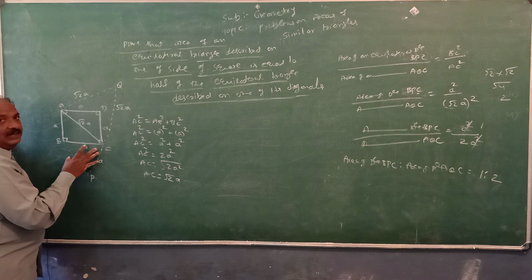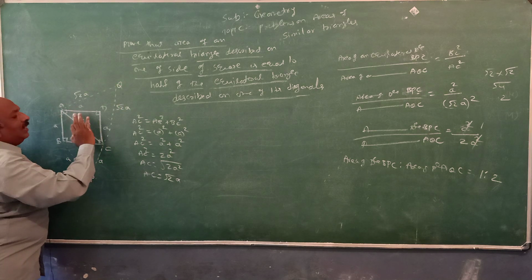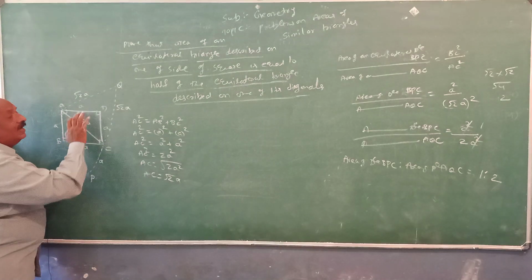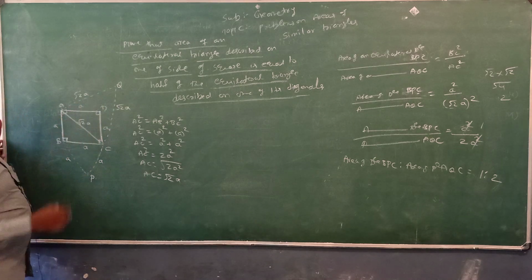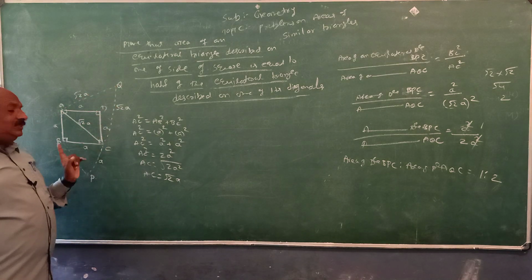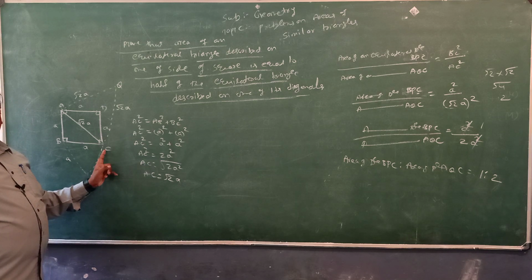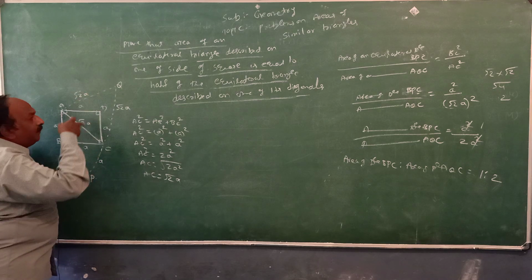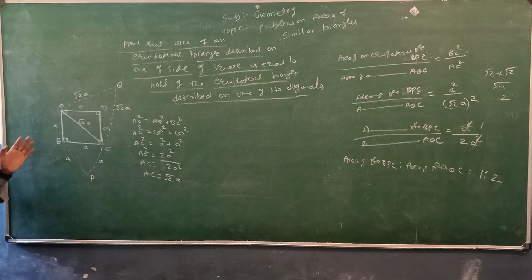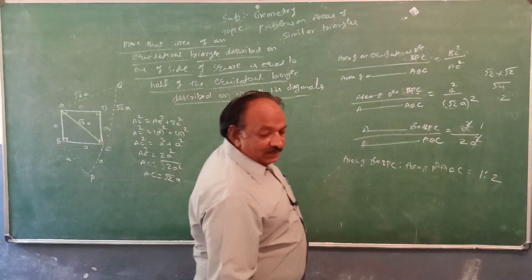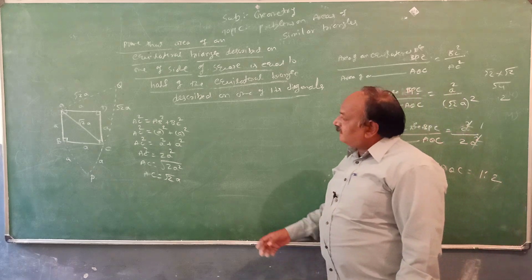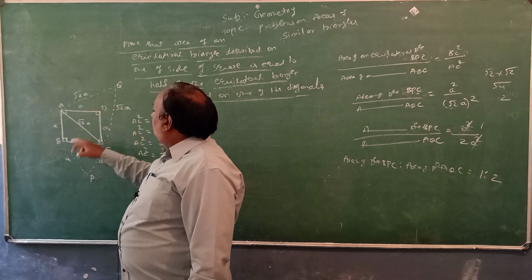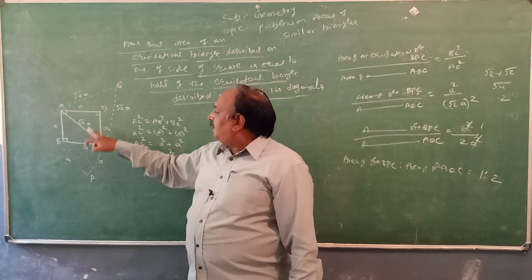If you describe one equilateral triangle from the diagonal of a square and one equilateral triangle from one of the sides, this area is double this area. The area of this triangle is double the area of this triangle. Or we may state it like this: the area of triangle BPC is half of the area of triangle AQC. This type of question may appear in your examination. Sir, how may they ask this question? They ask like this: in the given figure, the area of triangle AQC is 40. What is the area of triangle BPC?